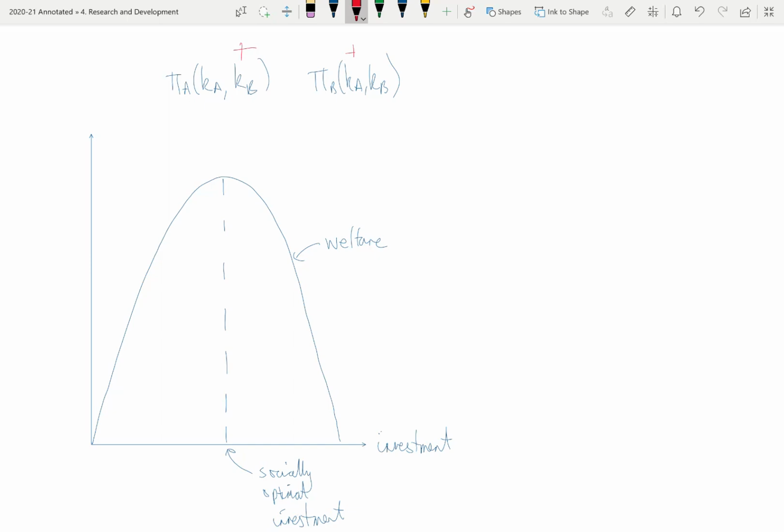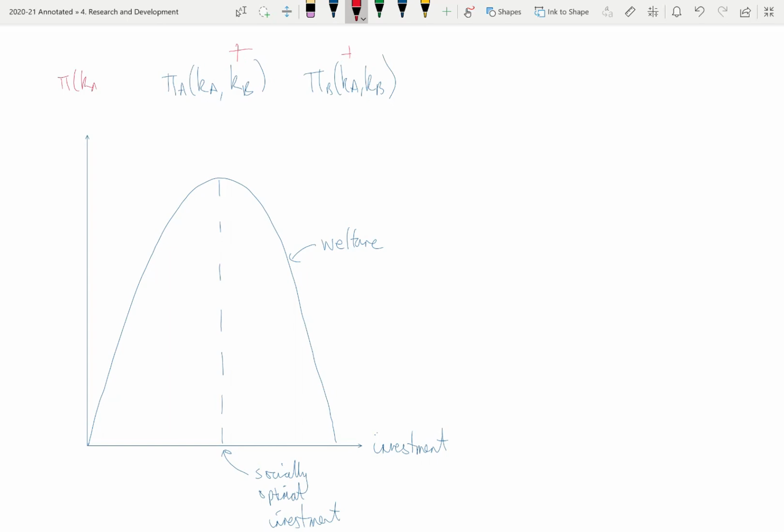Now, when firm A is choosing how much to invest, it doesn't care about the positive spillover on firm B. It only cares about the effect of changes in Ka on its own profit pi A. However, when they form a research and development agreement, now they're maximizing joint profit. And so now the effect of A's investment on firm B's profit is taken account of when maximizing joint profit, as is the effect of firm B's investment on firm A's profit.